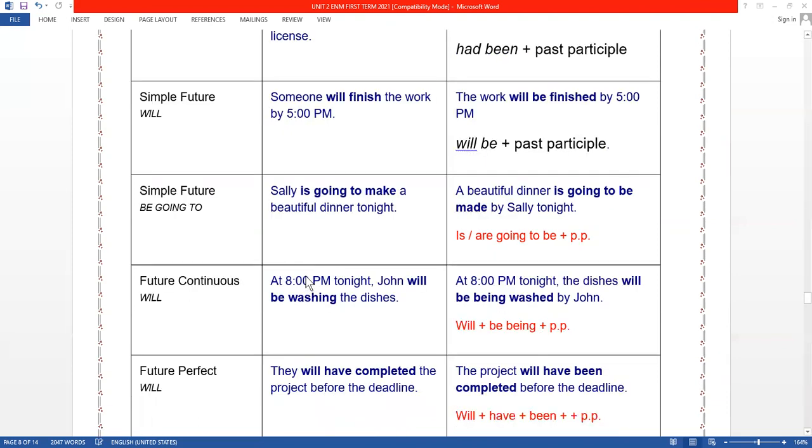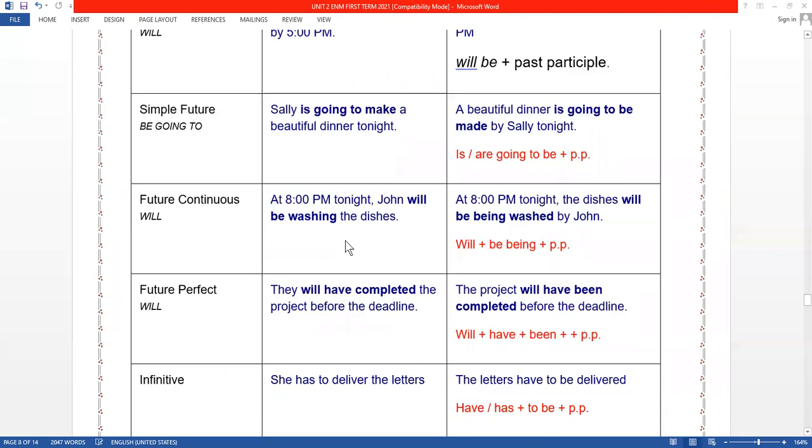Future continuous with will. At 8 p.m. tonight, John will be washing the dishes. At 8 p.m. tonight, the dishes will be being washed by John. Take care, my dear students, of that sentence, will be being washed, because this is future continuous. So the rule is will be being plus past participle.